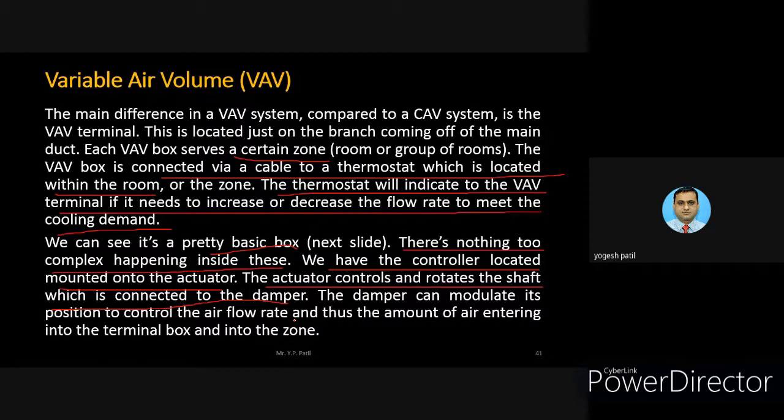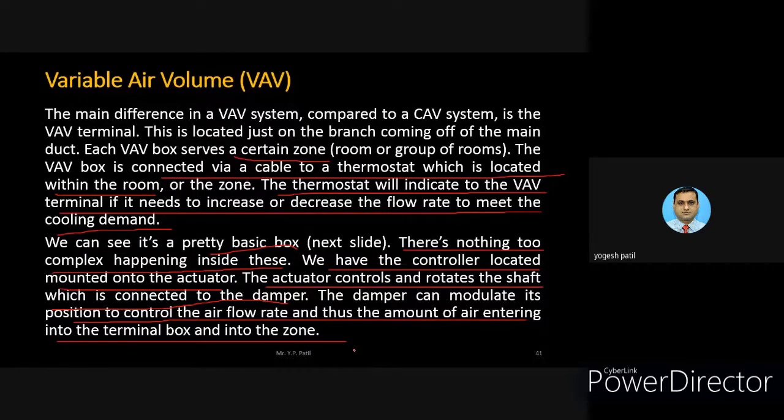In a damper there is a shaft. With the help of that rotating shaft, we can control the air volume change or air volume rate. The damper can be modulated in its position to control the airflow rate, and thus the amount of air entering into terminal blocks and into that particular zone. So now it should be very clear what the main purpose of this air volume box is.